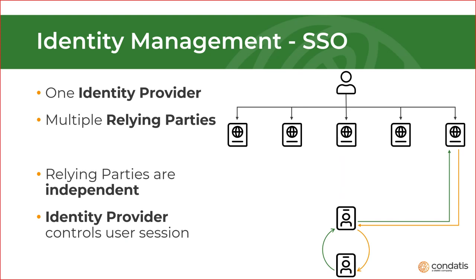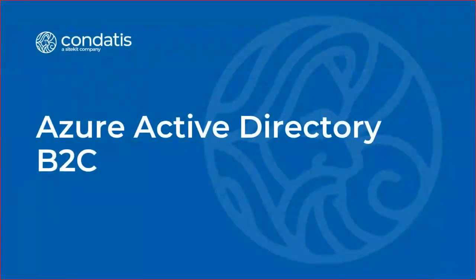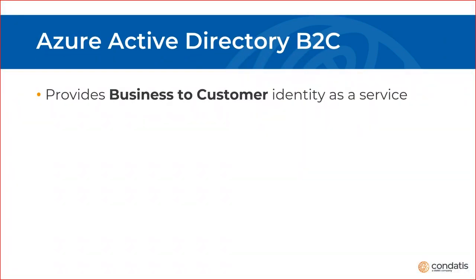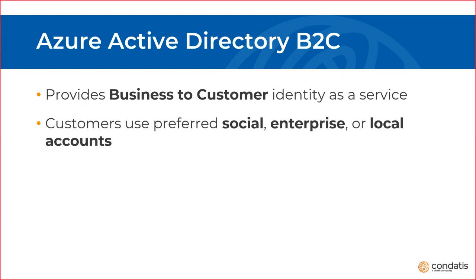So having gone through those principles in brief, talked about trust, talked about federation, talked a bit about single sign-on, what's B2C, how does it work, and how does it use them? So B2C provides an identity and access management system that primarily handles interactions between businesses and their customers. Customers can use their preferred accounts to authenticate, which could be social or enterprise accounts using federation, so Facebook, Google, Azure Active Directory, or they could authenticate using an account that's local to B2C.